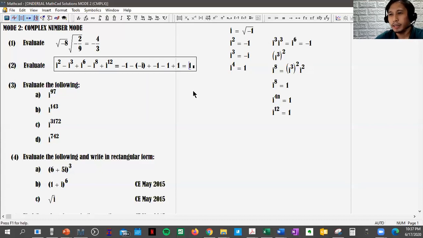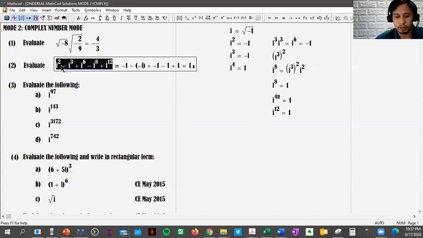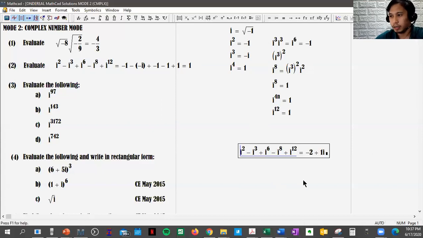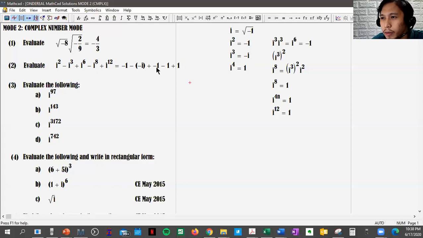So ayos ba? -1. Or, pwede, let me recheck this, if that is indeed correct. No, it's -2 plus i. Sorry for that. This is wrong. No, -2. Say this will become -2. Then ito makancel. So -2 plus i. That is the answer. Now, ganito na lang.